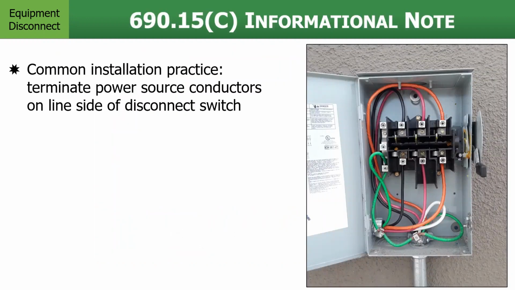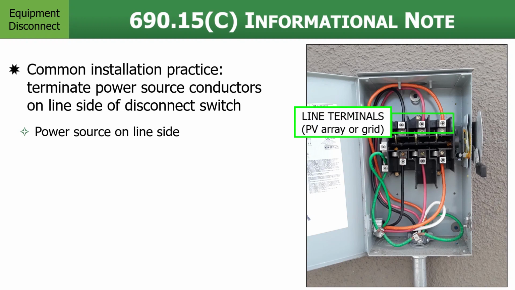Now there is an informational note in 690.15(C) that says it's common practice to terminate the power source conductors on the line side of the disconnect switch, which is the top of the disconnect. So here we see this is a three-phase disconnect. This would be on the AC side of the system. We want to have whatever the power source is that may potentially be energized when we shut the disconnect off on the top. That's common electrical practice. Whatever the energized source is going to be on the top of that disconnect. On the AC side, when we shut that disconnect off, we know the inverter is going to turn off automatically.